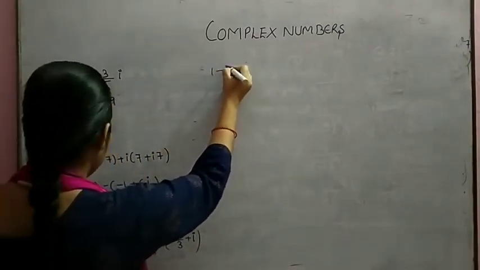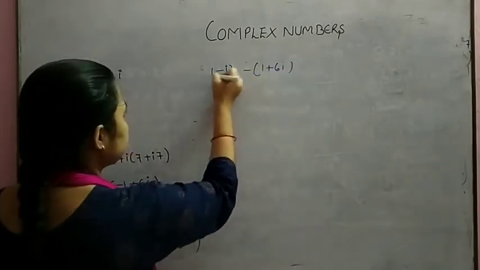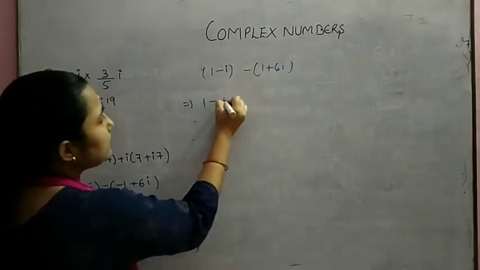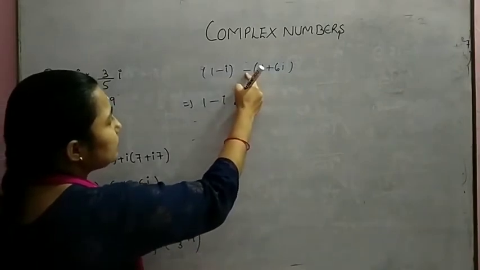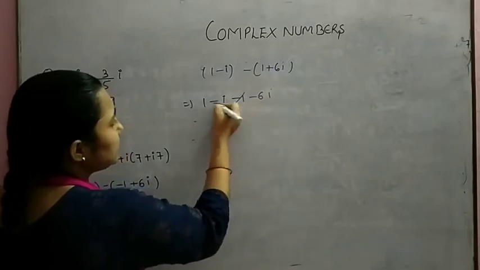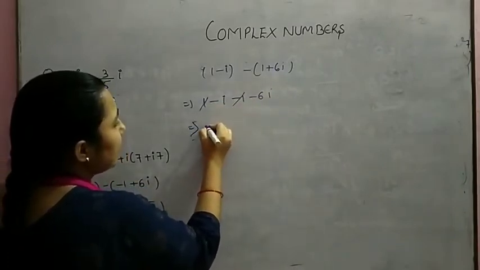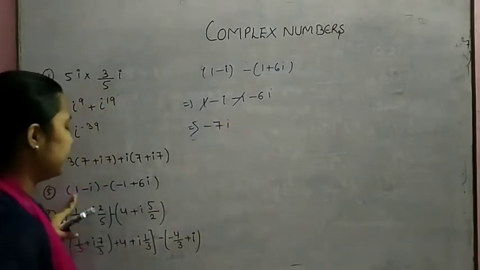One minus i minus 1 plus 6i. Just write down 1 minus i and then subtract this -1 in the bracket. We get -1 minus 6i. Plus -1 will be cancelled out. We get minus 6i and minus i, minus 7i simply.